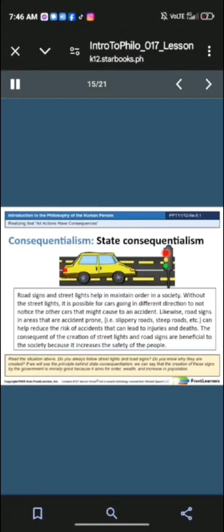Road signs and street lights help maintain order in a society. Without street lights, it is possible for cars going in different directions to not notice the other cars, which might cause an accident. Likewise, road signs in accident-prone areas, such as slippery roads, help reduce the risk of accidents that can lead to injuries and death. The consequence of creating street lights and road signs is beneficial to society because it increases the safety of the people.